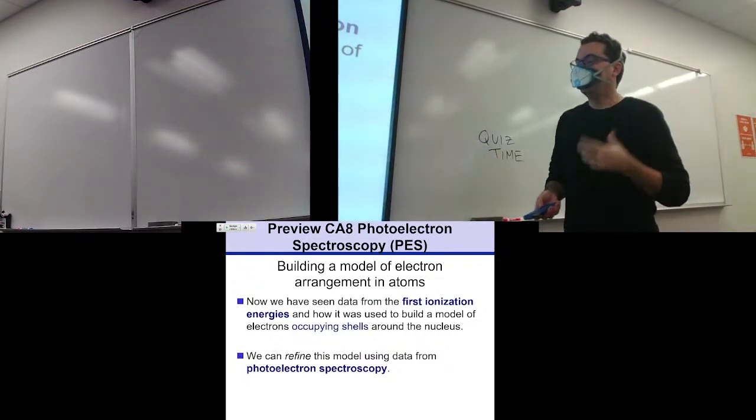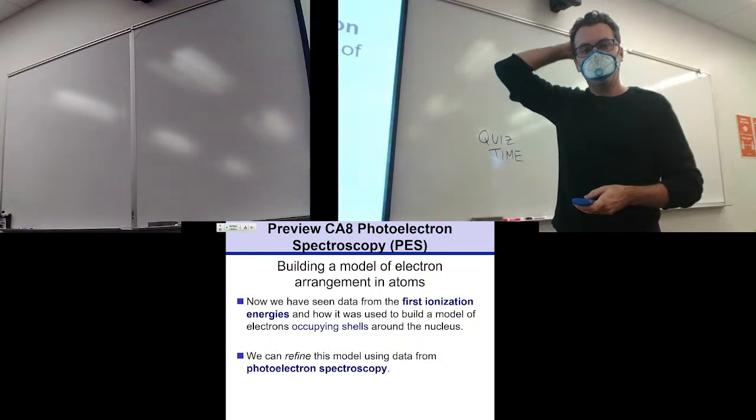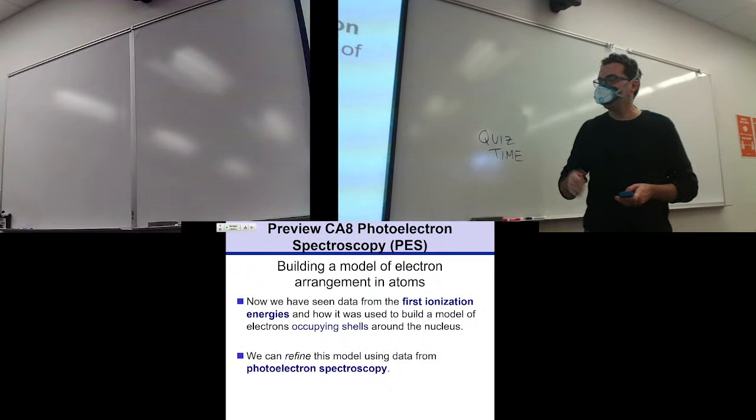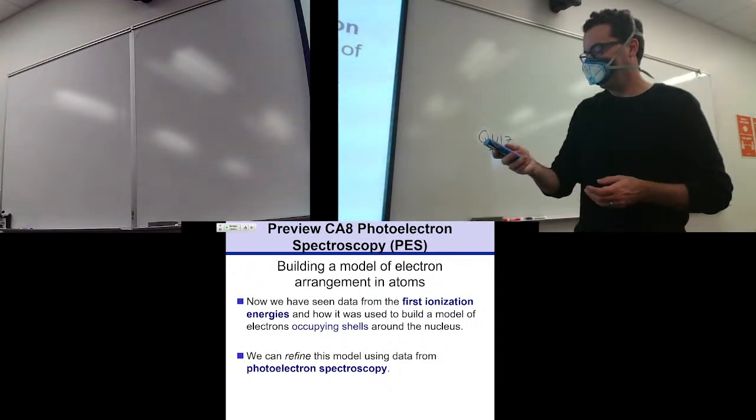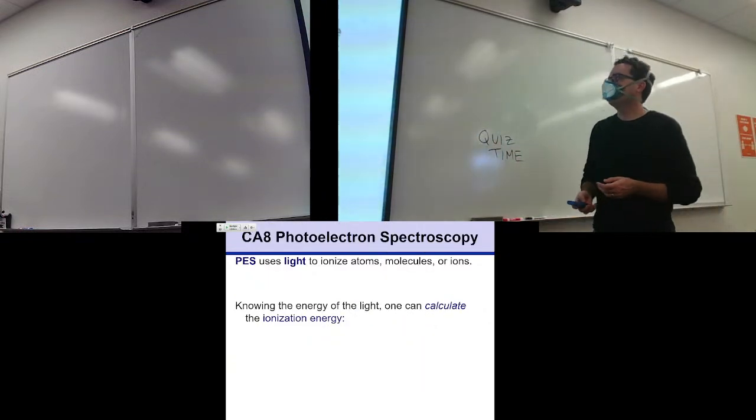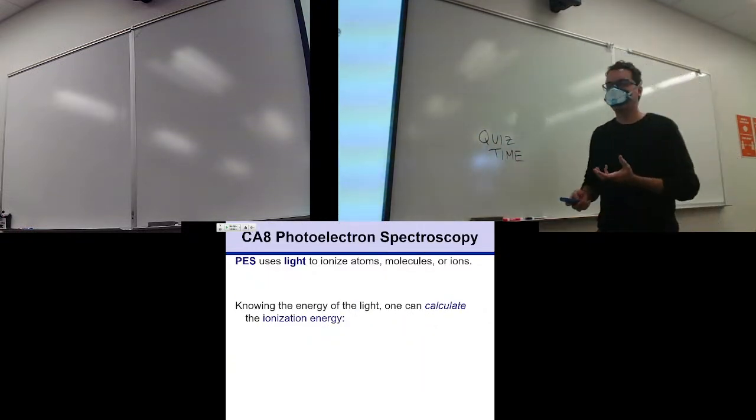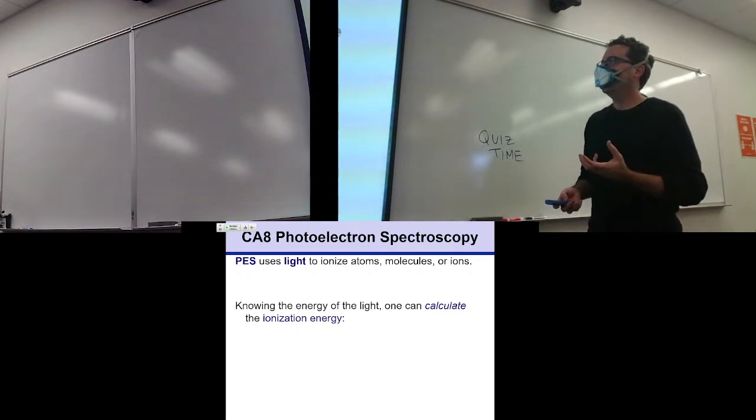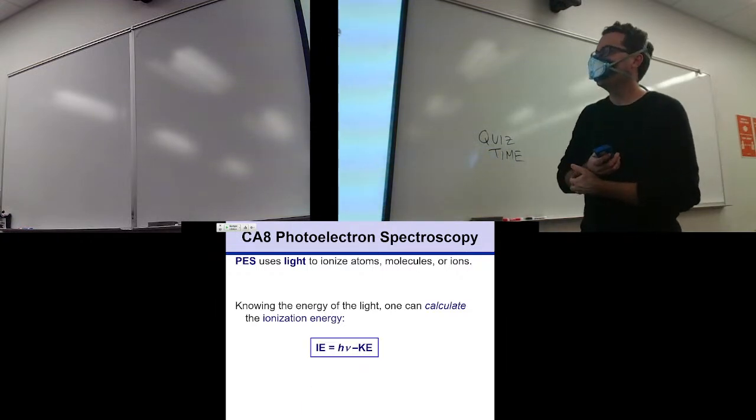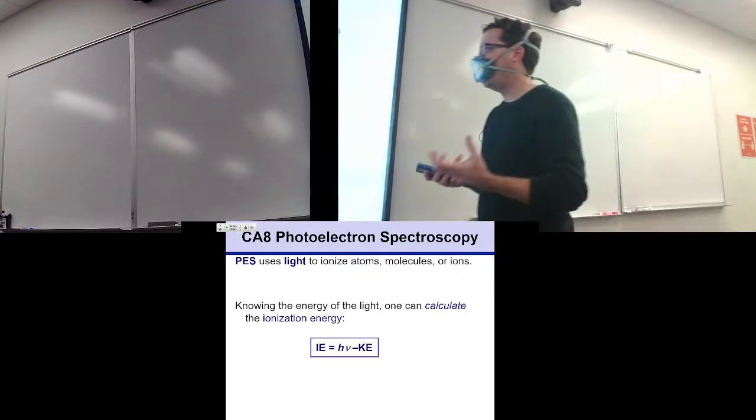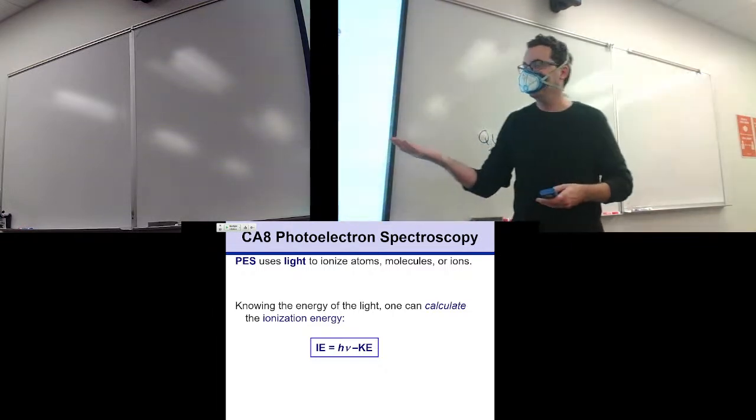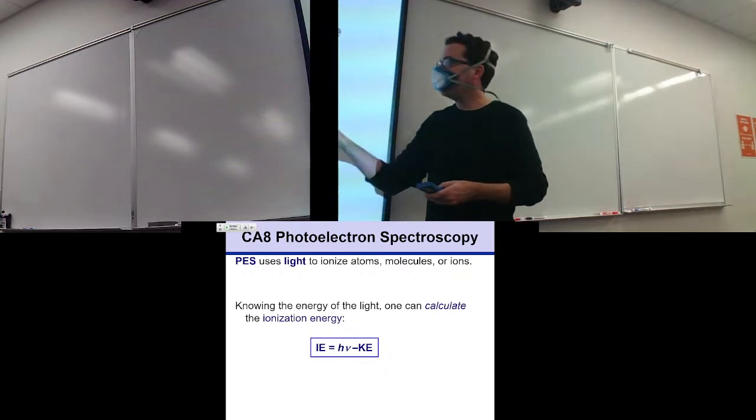So we need a new technique, and that's photoelectron spectroscopy, PES, sometimes called XPS as well, X-ray photoelectron spectroscopy. If we know the energy of the light that we're hitting our atom with, we can calculate the ionization energy of the electron that has been ionized. It's a fairly basic equation. So hν, this is the formula for finding energy of a photon, right? That's going to be an X-ray photon in this case.